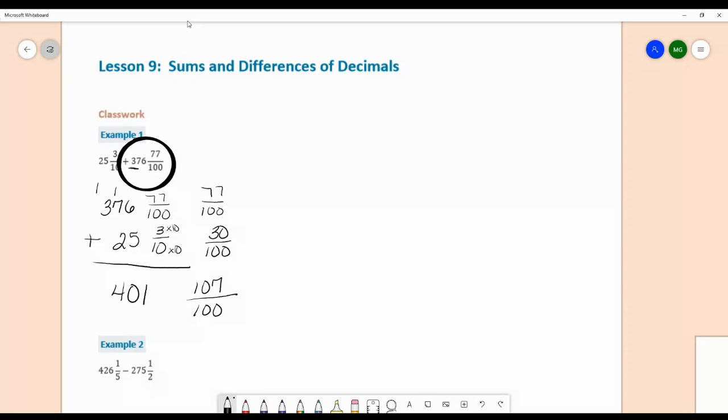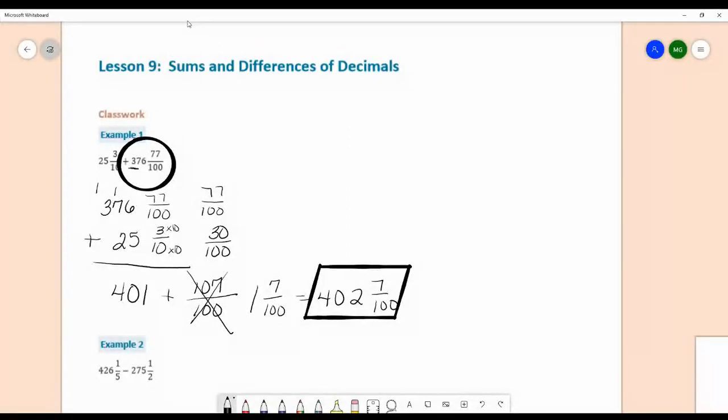So I do that by saying, how many times does 100 go into 107? Well, it goes in there one time. But how many would be left over? Would just be a 7. And our denominator stays the same. So now I have to add 401 plus the 1 and 7/100ths. So I should get 402 and 7/100ths. That would be my final answer.